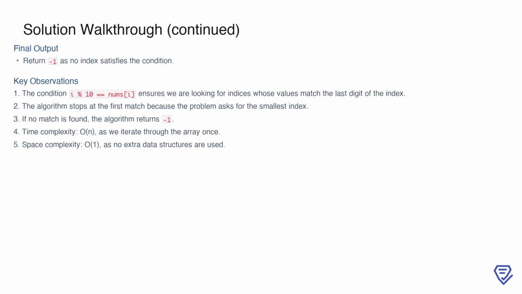Now, let's reflect on some key observations about the solution. The condition i % 10 equals nums[i] ensures we are specifically looking for indices where the value matches the last digit of the index. The algorithm stops at the first match because the problem explicitly asks for the smallest index. If no match is found throughout the array, the algorithm returns -1. This approach is efficient, with a time complexity of O(n), as we only iterate through the array once. Additionally, the space complexity is O(1), as no extra data structures are required for the solution.